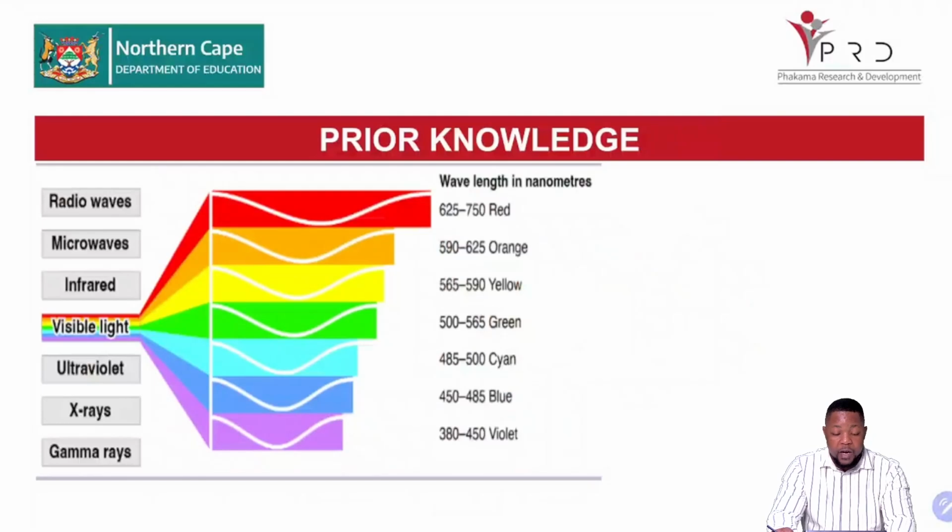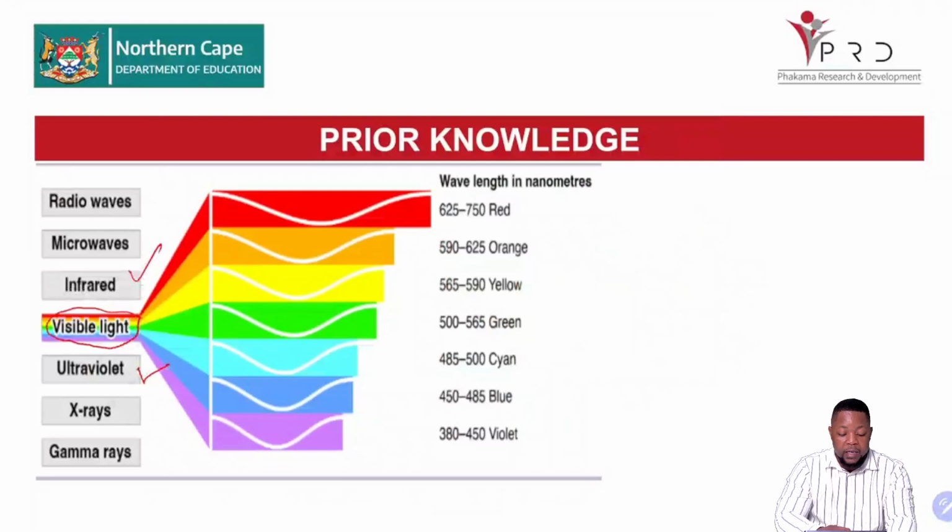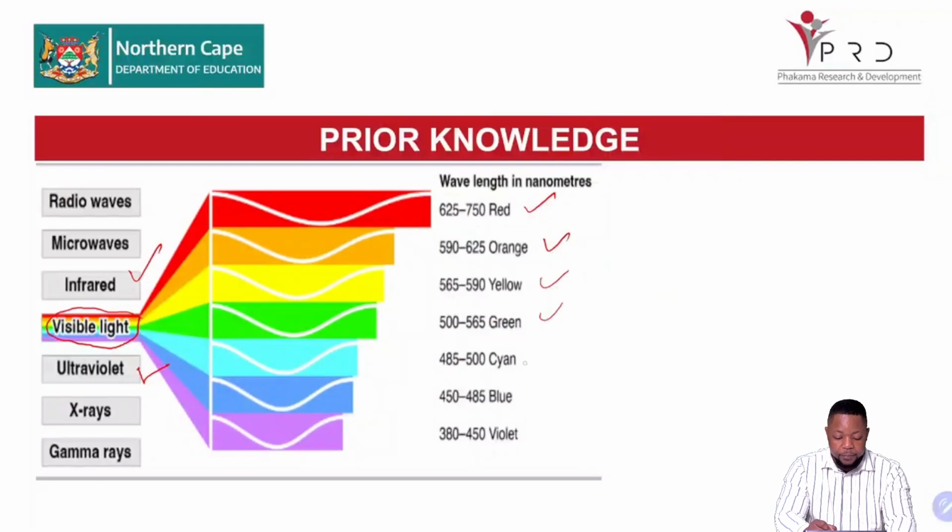We continue with the prior knowledge. We want to focus now on the visible light. So this is the visible light. We have seen that before the visible light, we have the infrared. Then after the visible light, we have the ultraviolet. Now let's focus on the visible light. When visible light is passing through a prism, it will be dispersed into a number of colors, which are red, orange, yellow, green, cyan, blue, and violet.